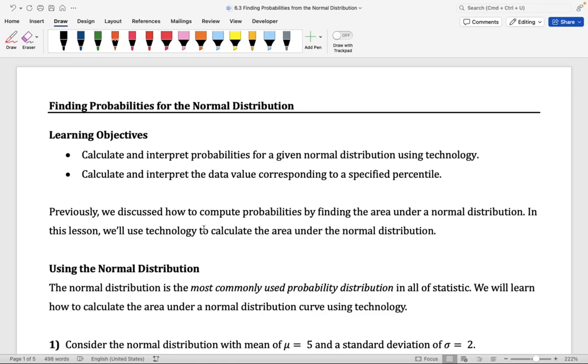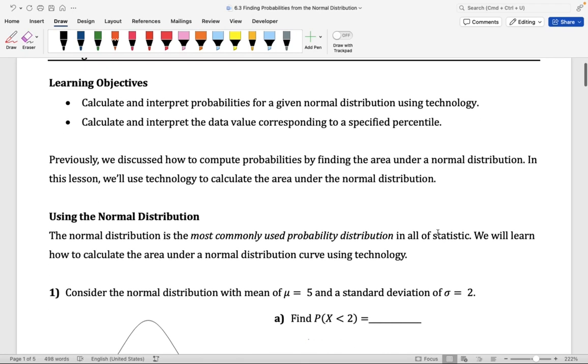The topic of this lesson is finding probabilities from the normal distribution. In this lesson, you're going to learn how to use technology to calculate probabilities given a normal distribution. You're also going to learn how to interpret those probabilities. You're also going to learn how to calculate and interpret data values corresponding to a specific percentile. So if I give you a percentile, can you find me the data value that marks that percentile?